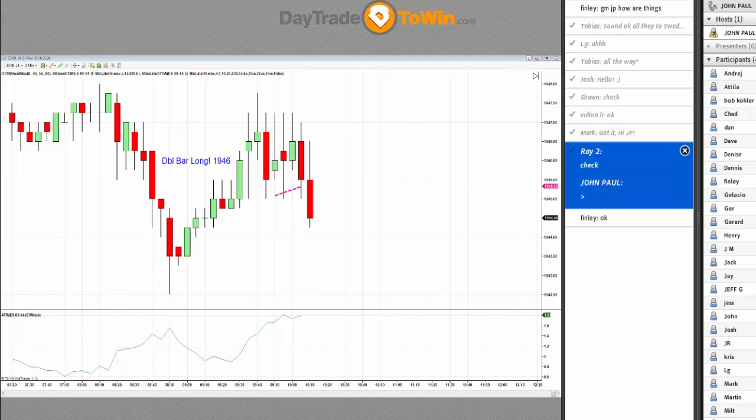The Atlas line is a tool that gives us direction, gives us the entries as you see them, double bar long, double bar short. It provides bounce trades. It provides pullback and strength trades. So there's a lot here to the Atlas line.